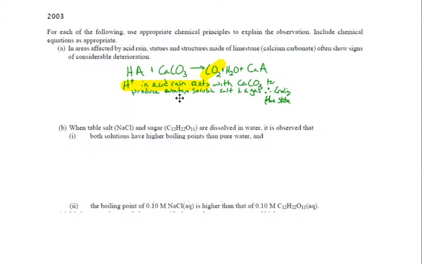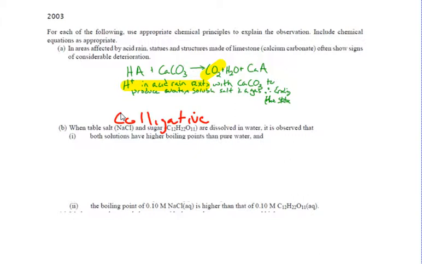There we go. Table salt and sugar are dissolved in water. It is observed that both solutions have a higher boiling point than pure water. Okay, so what's going on here? This is another question that you could probably get from a pre-AP student. They would know, okay, well, there are colligative properties. That all changes based on not what you dissolve into solution, but how many particles you get from that thing that you dissolve.